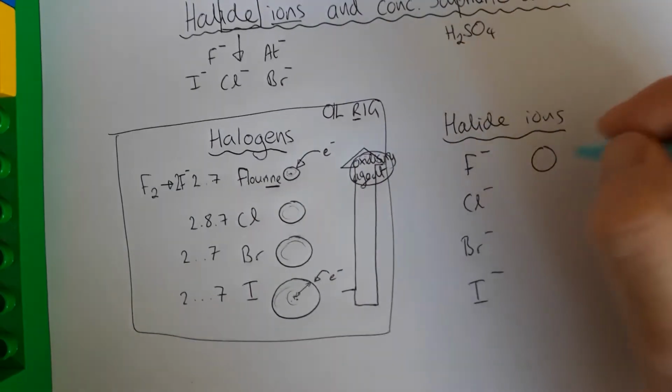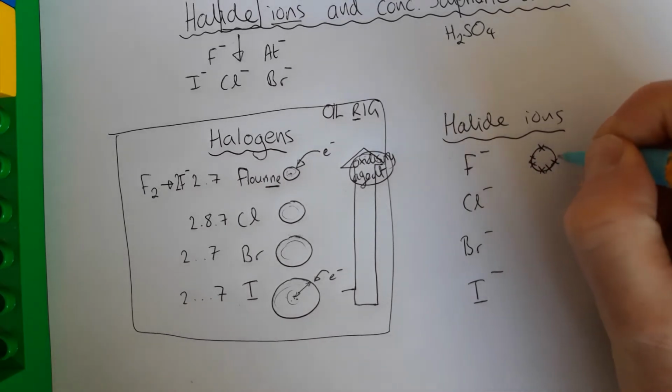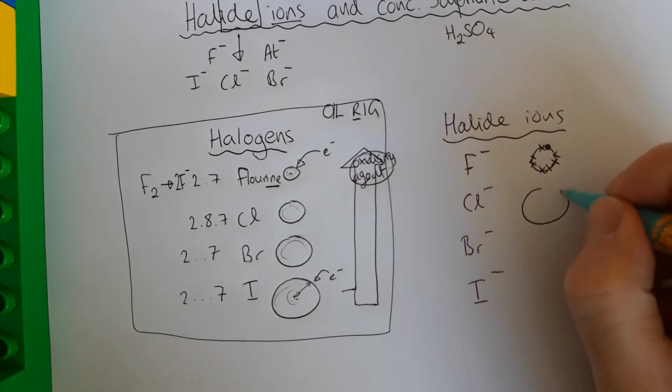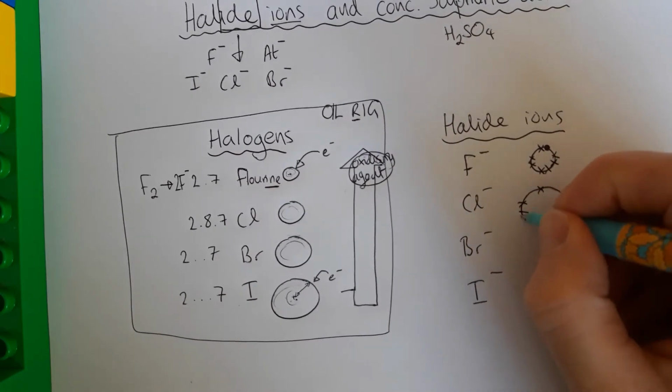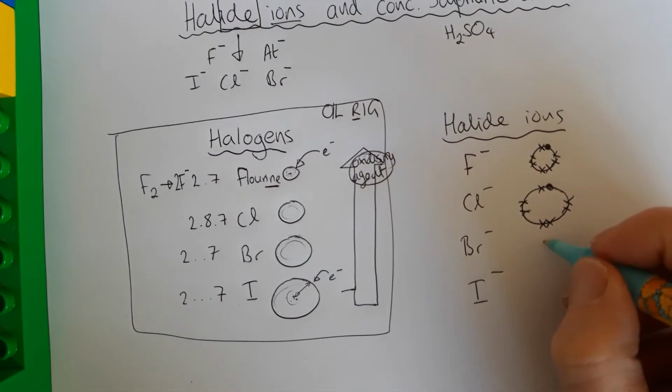So we're now in a situation where I'm just going to draw the 7 electrons that it had on its own, plus this extra electron that it's gained. I'm going to draw that as a dot. Chlorine is a bit bigger: 1, 2, 3, 4, 5, 6, 7, and there's the extra electron that it's carrying.